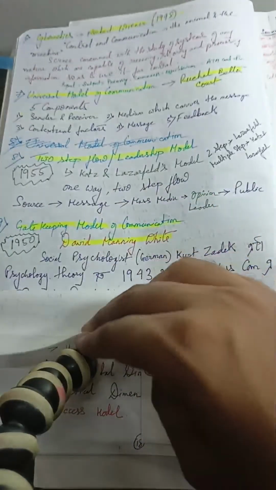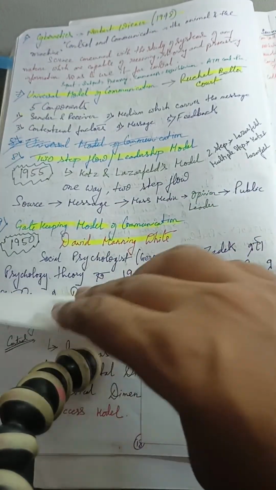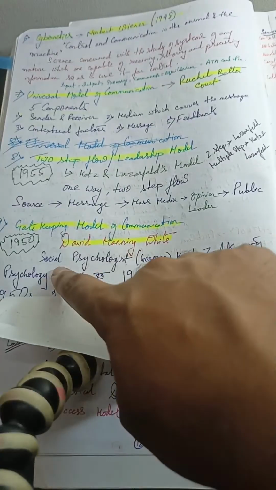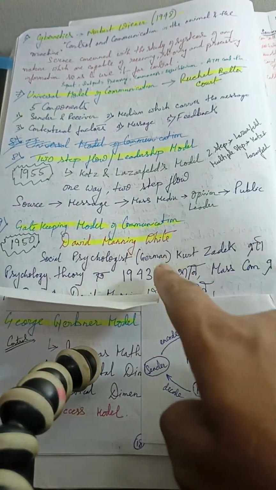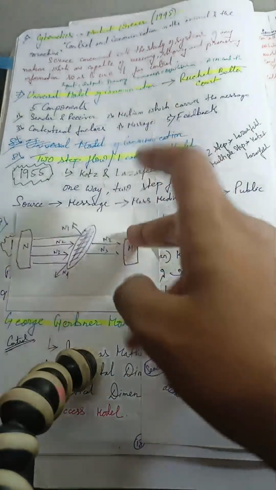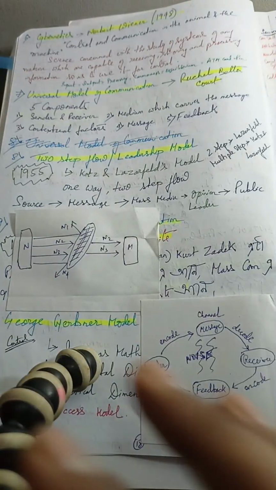It was given by David Manning White back in 1950, a social psychologist, a German scholar. So this is a psychological concept. After that, we have Gerbner's model of communication.